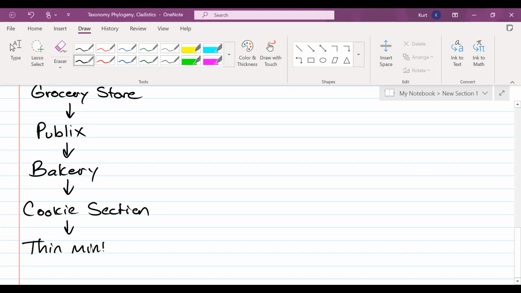Can you get more specific than the Thin Mint level here? And it's okay to say no. I mean, you can try, but I don't. What's more specific? You're looking for Thin Mints. What would be more specific than Thin Mints?